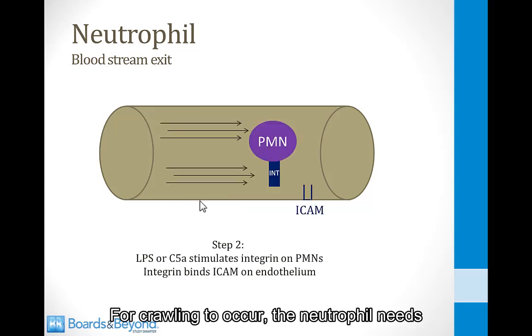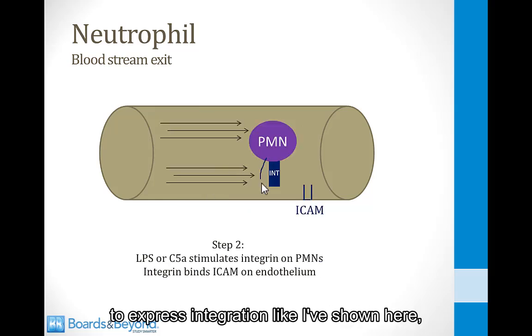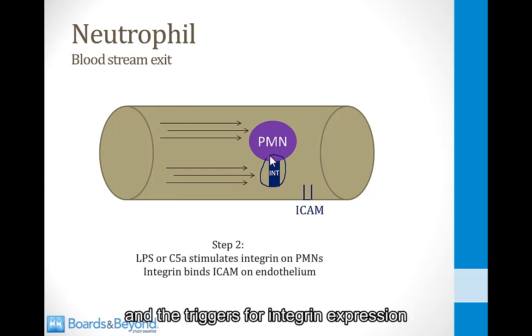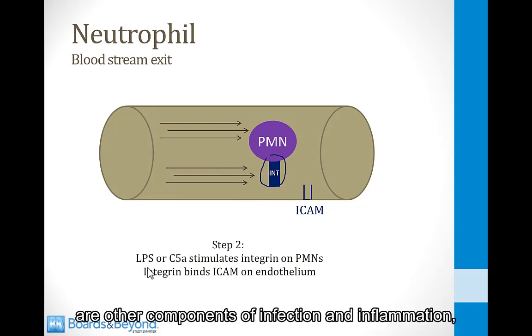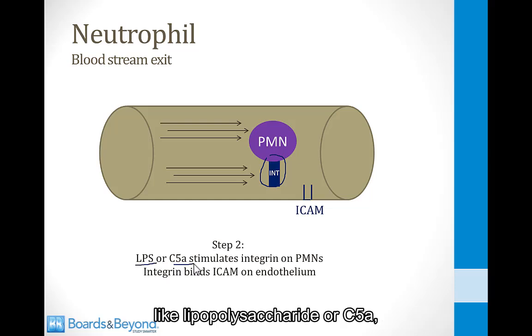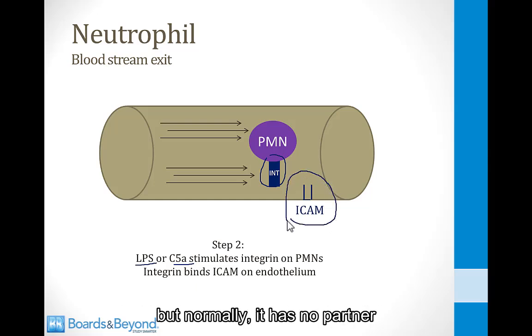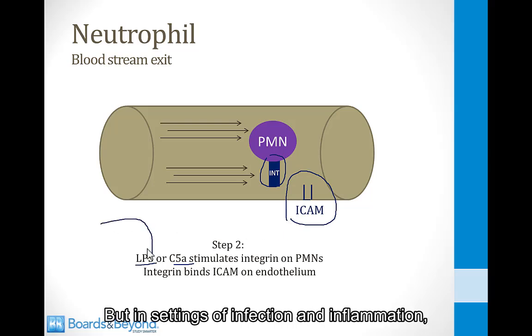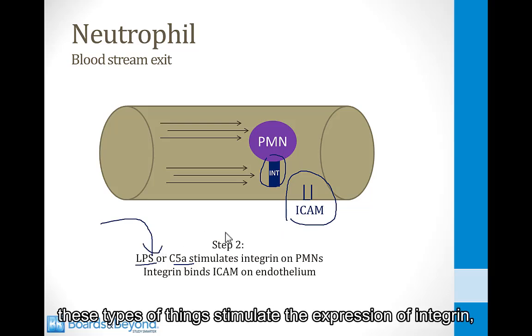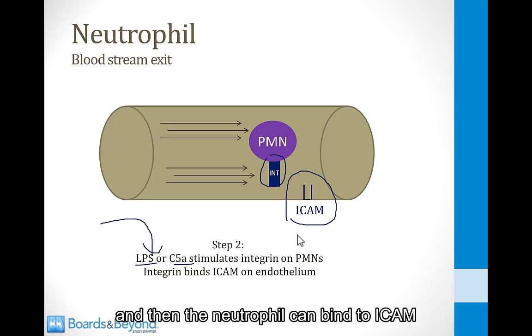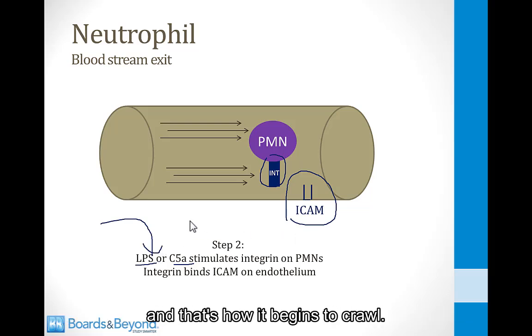For crawling to occur, the neutrophil needs to express integrin like I've shown here, and the triggers for integrin expression are other components of infection and inflammation like lipopolysaccharide or C5a, the things that stimulate neutrophils. They put integrin on their surface and then they can bind to ICAM. ICAM is always present in endothelial cells, but normally it has no partner to bind with on the neutrophils. But in settings of infection and inflammation, these types of things stimulate the expression of integrin, and then the neutrophil can bind to ICAM, and that's how it begins to crawl.